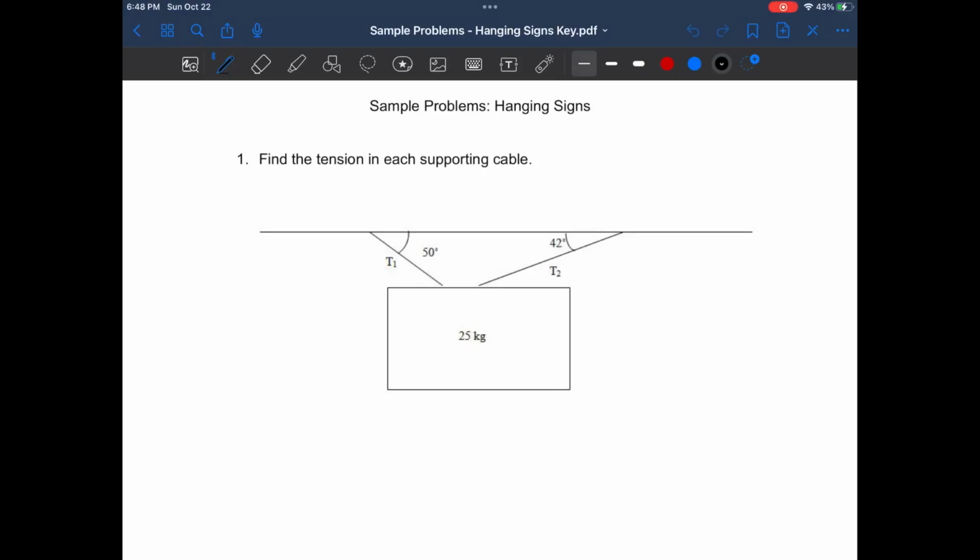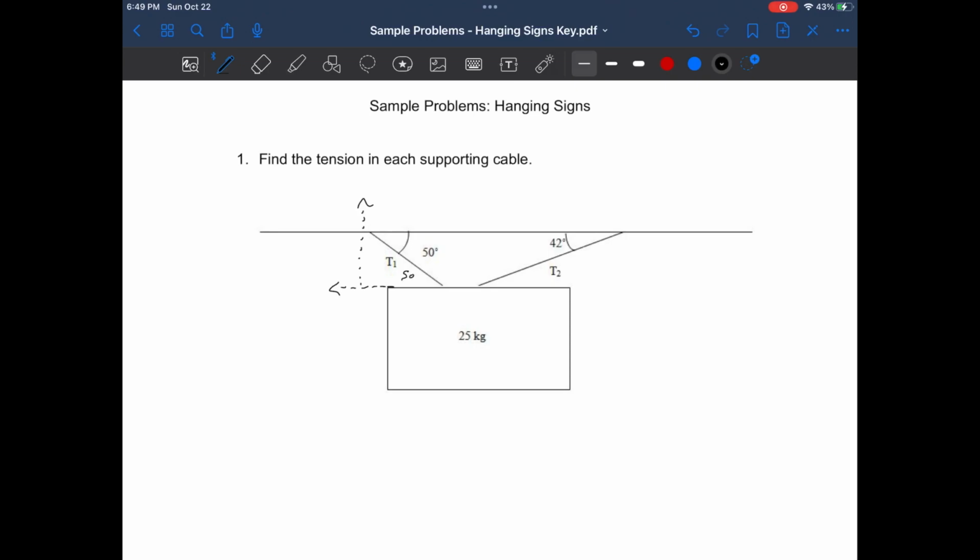All right, these are two-dimensional forces looking at hanging signs. Hanging signs are not accelerating. They have a constant velocity, with that velocity being zero. Any of the forces that are at angles, we want to break them into their components. What is horizontal? What is vertical?